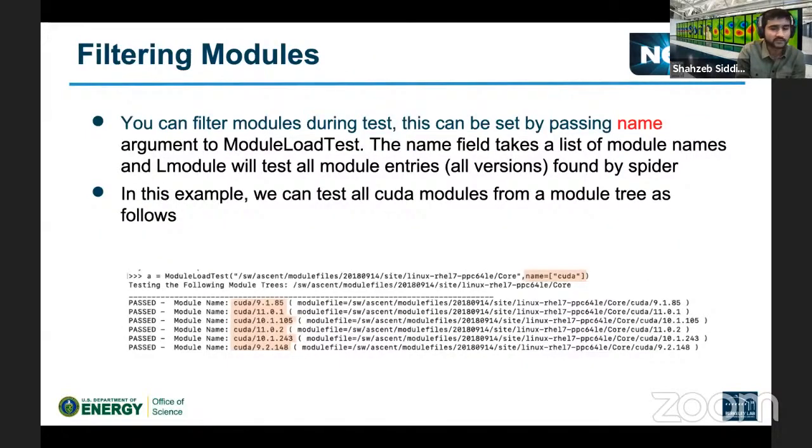You can also filter modules using the name property, and that expects Spider records from Spider. It's a list of Spider records. So if you say filter by CUDA, it will go into Spider and find all the CUDA modules and then test every single one. In this example, we test only 6 CUDA modules for this specific module tree that we have.